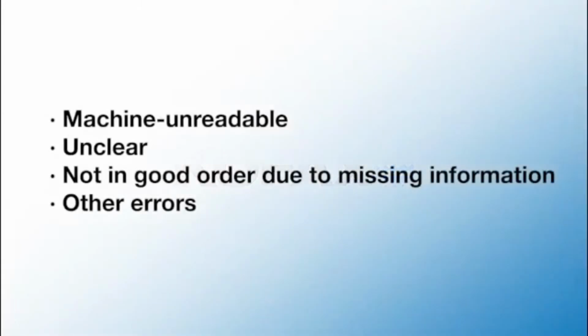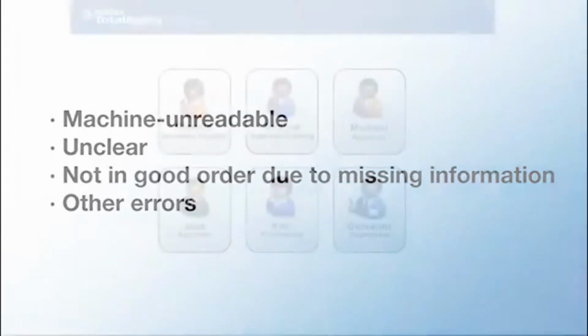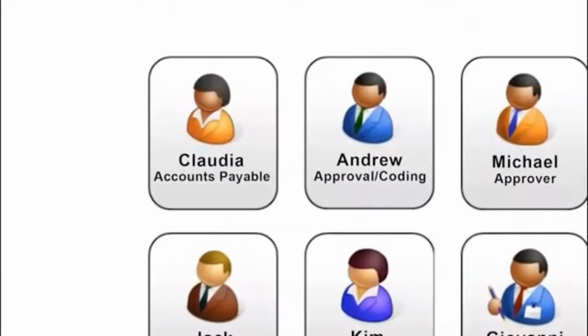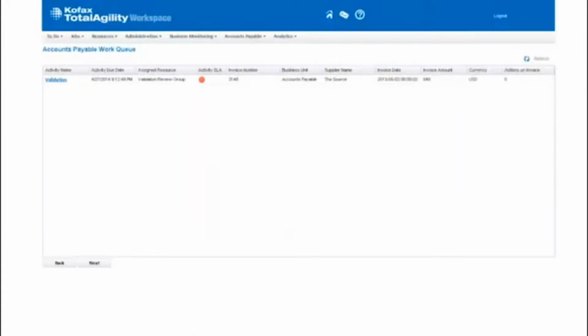Invoices can have problems that automation cannot handle alone. They may be machine unreadable, unclear, or not in good order because of missing information or other errors. Here, Claudia can take corrective action. Claudia sees invoices waiting for her to validate in her task queue.